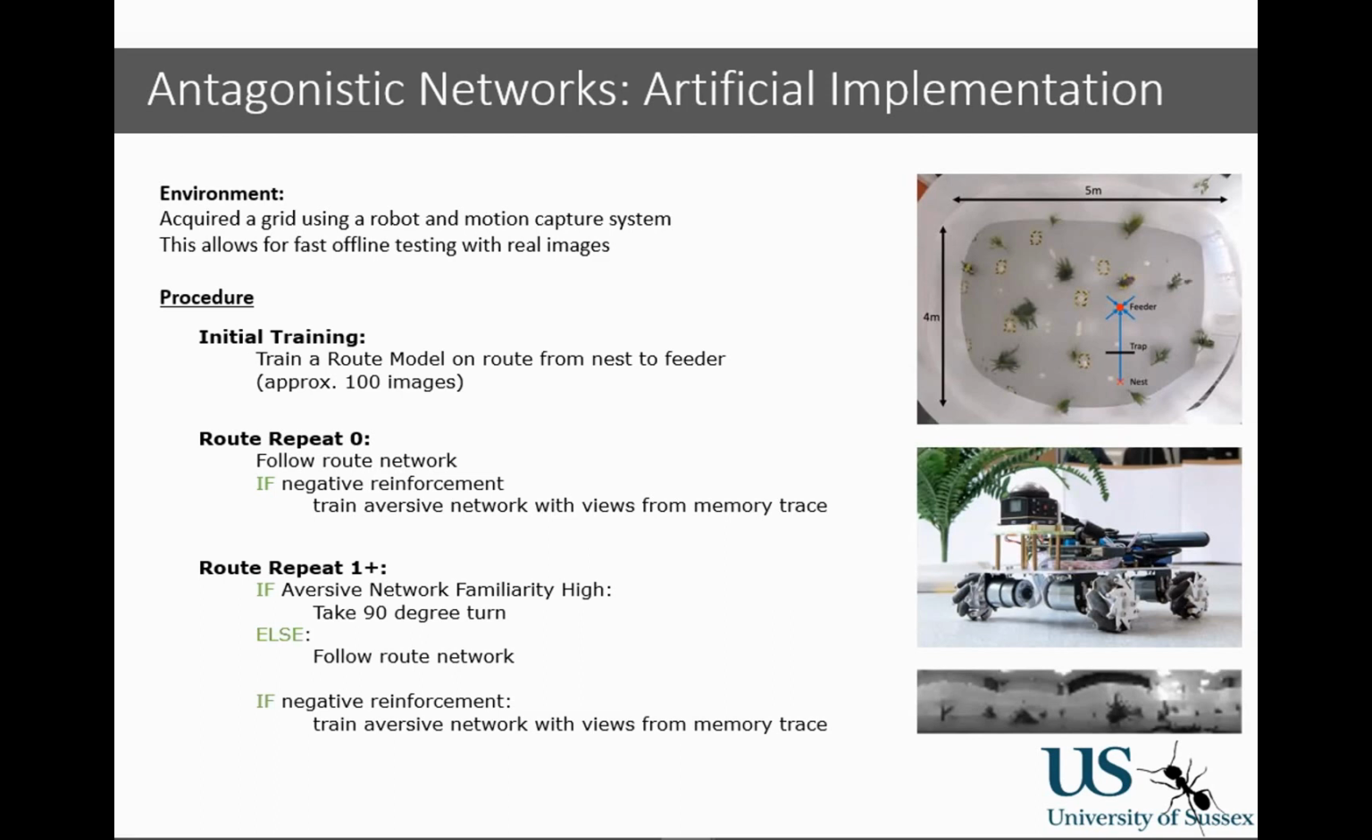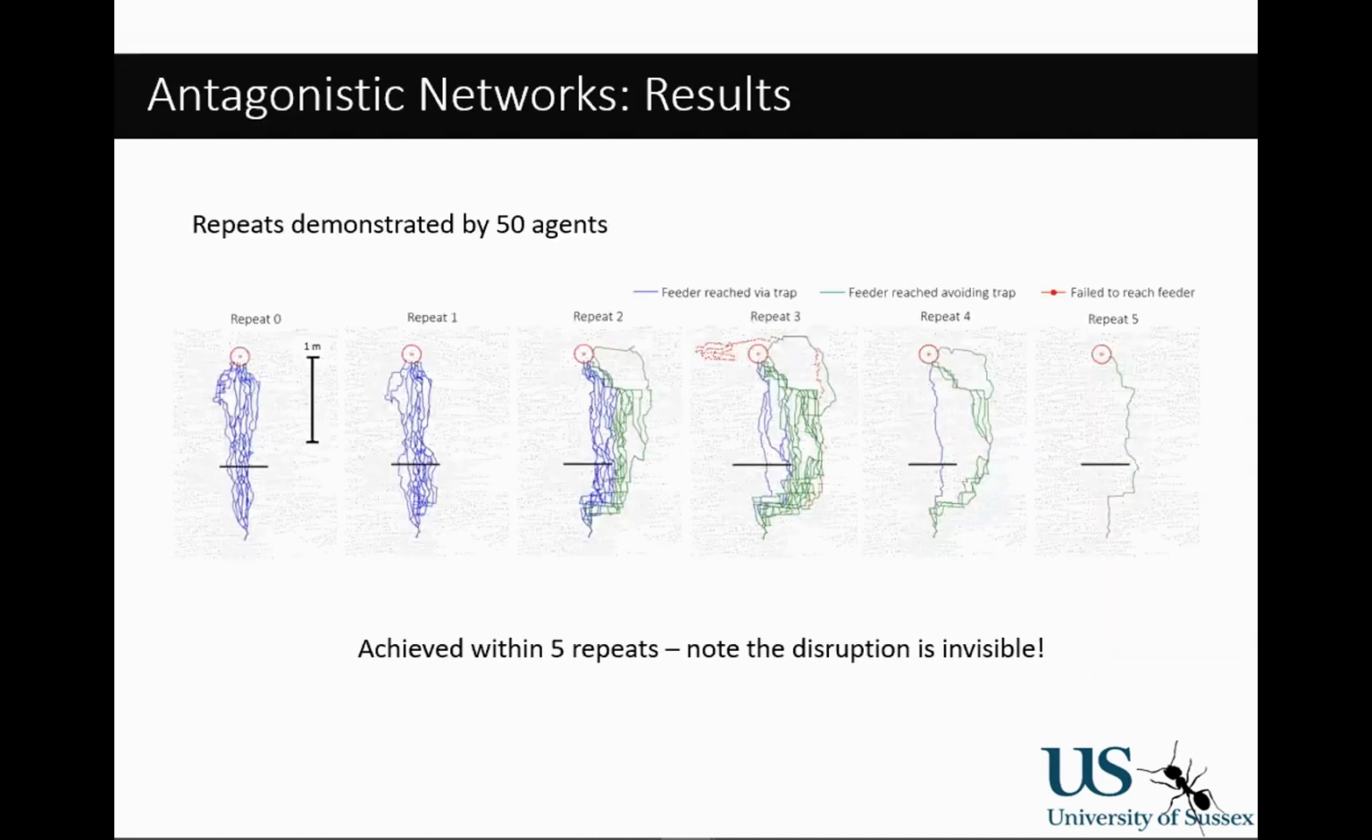During the subsequent repeats, if the familiarity of the aversive network is high, the agent is instructed to take an aversive action, so for instance, a 90-degree turn. Otherwise, it should just continue to follow the route network. If it comes across further negative reinforcement, so it's still falling into the trap, the aversive action did not succeed in avoiding the trap, it should continue to train the aversive network with views from the memory trace. And the termination condition is essentially if the trap was avoided, so if the agent is successful in avoiding the trap. And these are the repeats demonstrated by 50 agents.